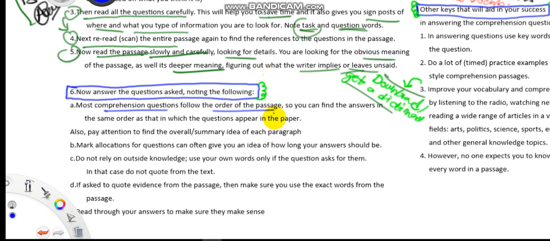Also try to pay attention to the overall or summary idea of each paragraph. When you are reading a paragraph, try to know the general idea of what it is about. For example, the first paragraph here talked about a strange war, a war between man versus baboon, and then how the conflict started, where the war is happening and what brought it, the building of the bridge. So this is like the introductory paragraph to this story. Try to pay attention to the overall idea of each paragraph.